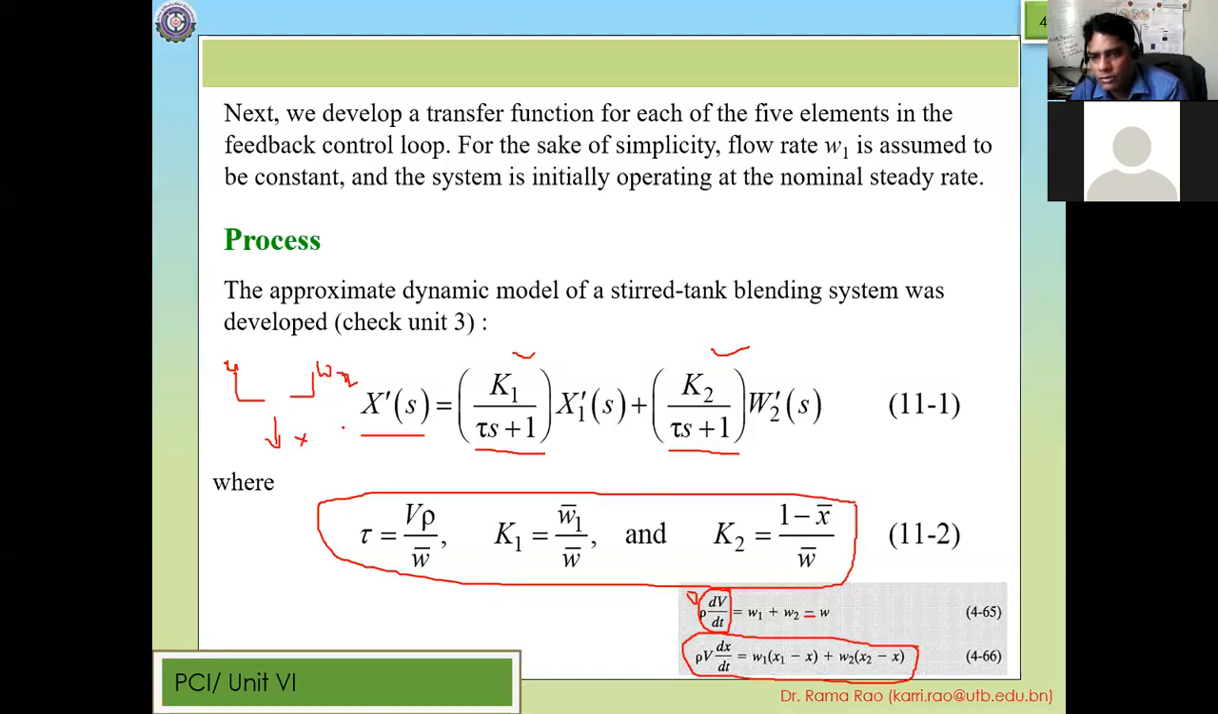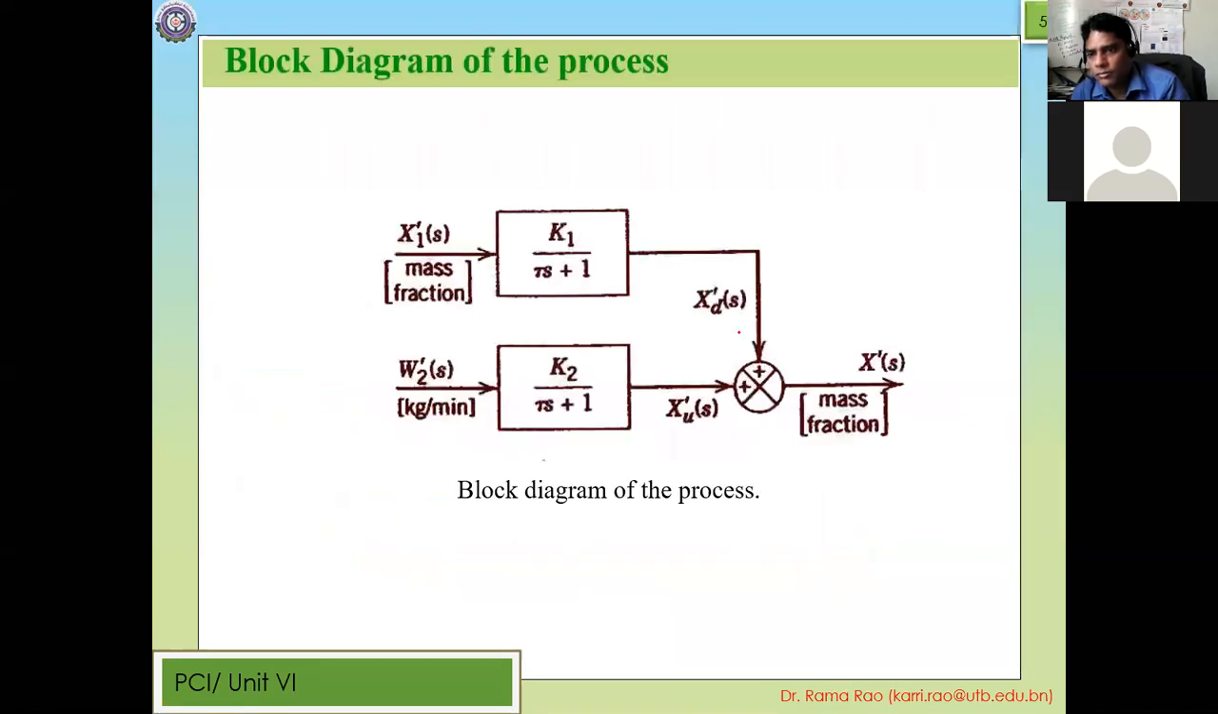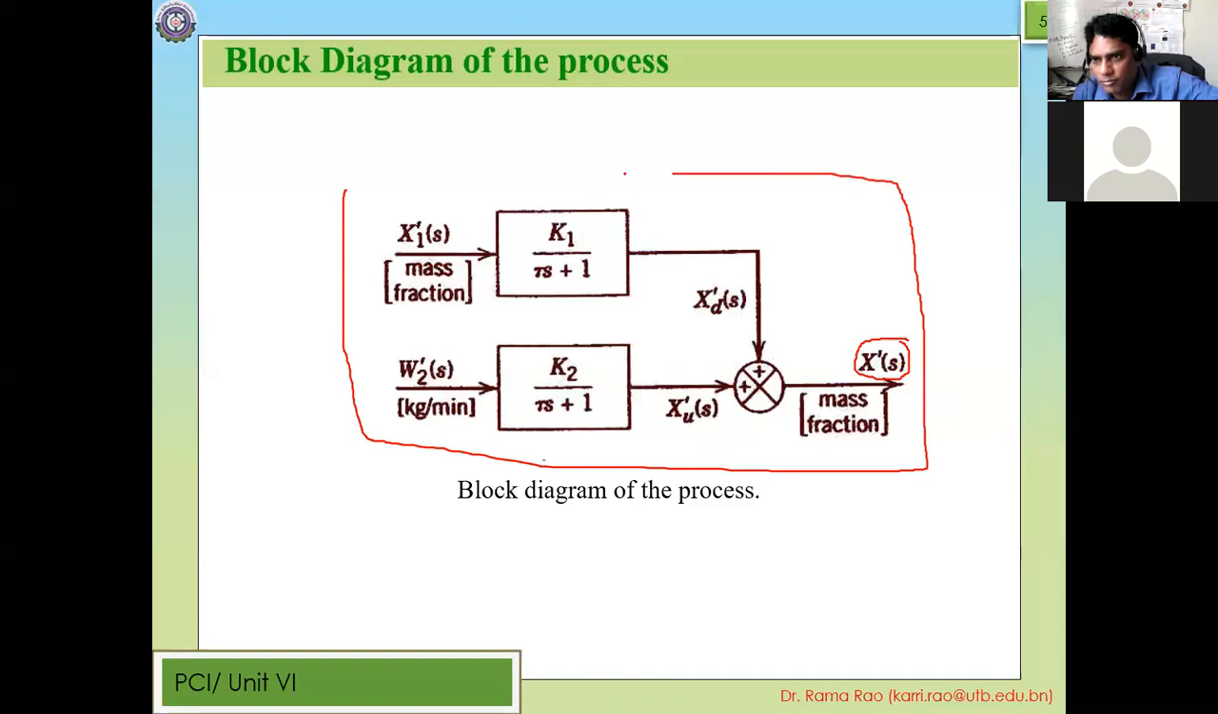Okay, so let's continue. Which means that your output X dash is nothing but the sum of two streams, which is this: transfer function K1 by 2s times X1s and K2 times W2. So if you just add these two, that is your X. So this is the mass fraction of the simple system of the process. This is only just a process. So this is the process diagram.